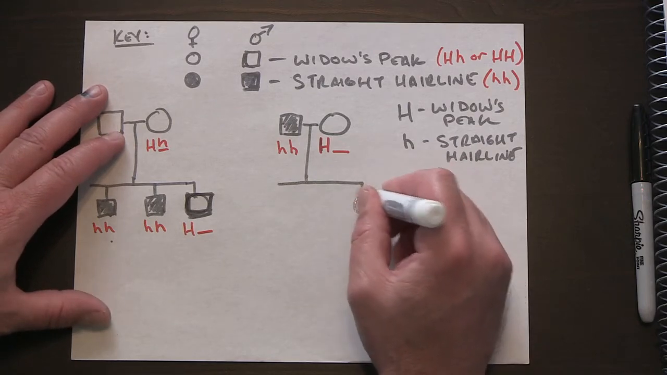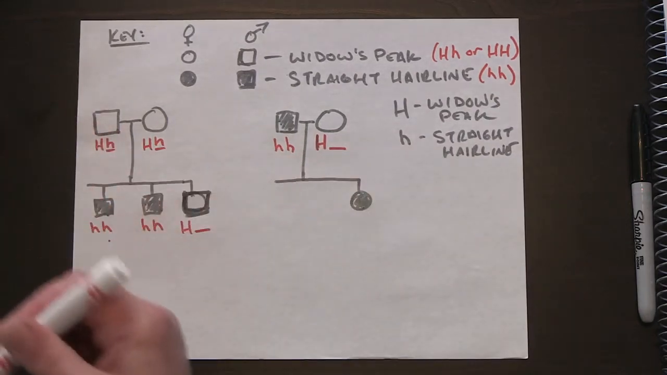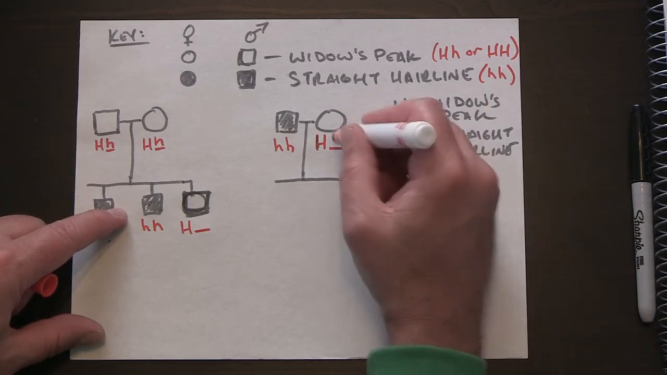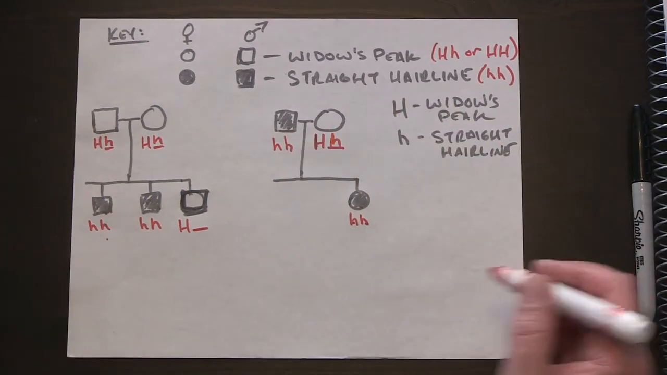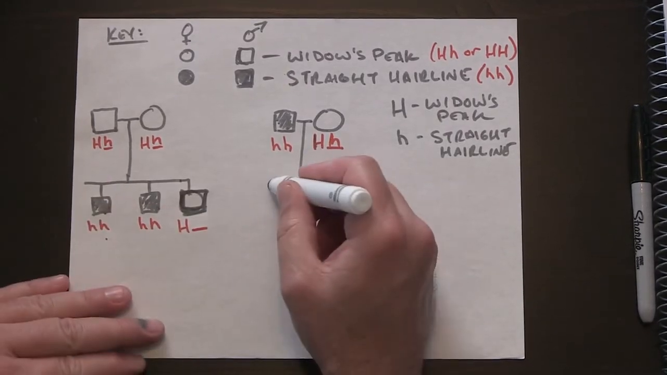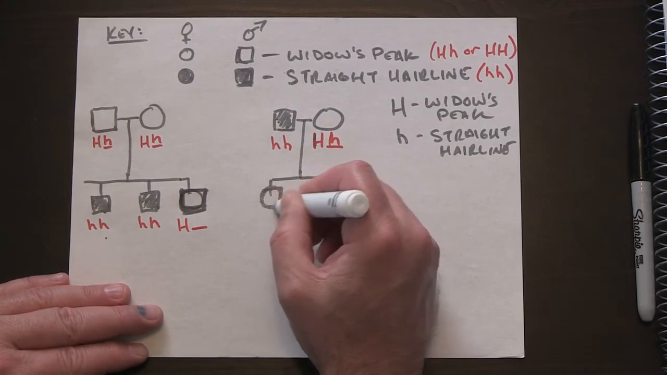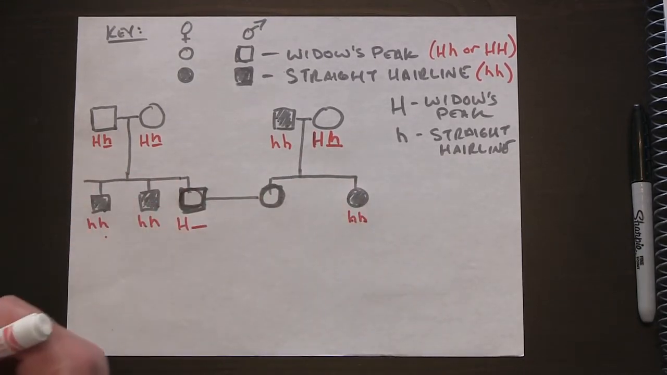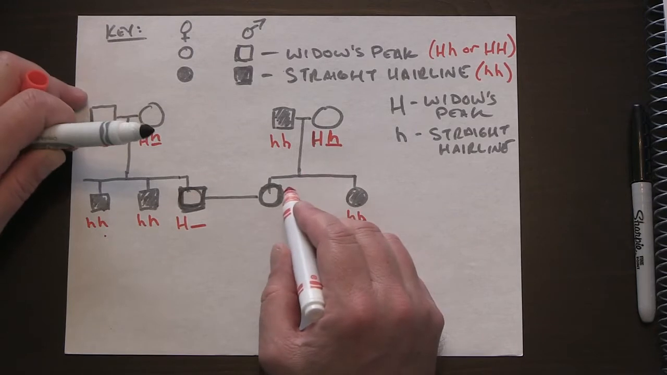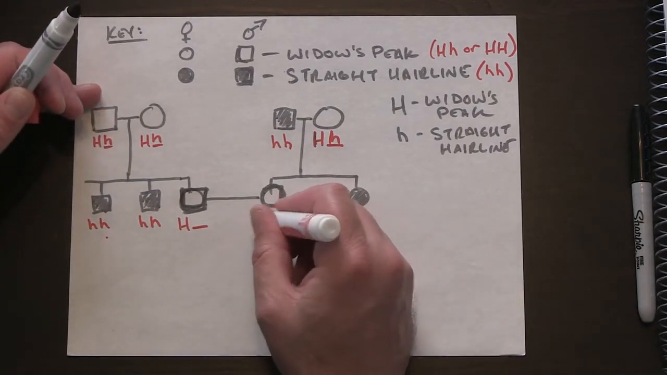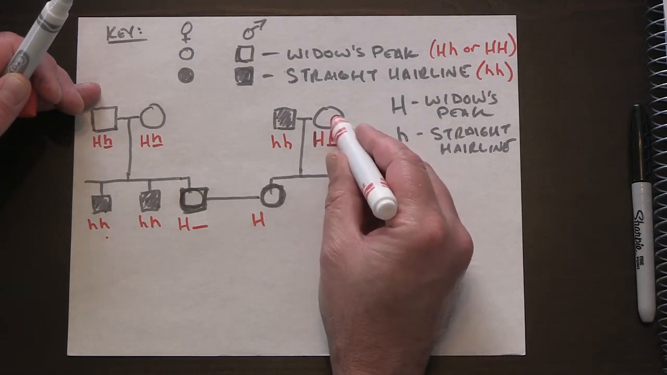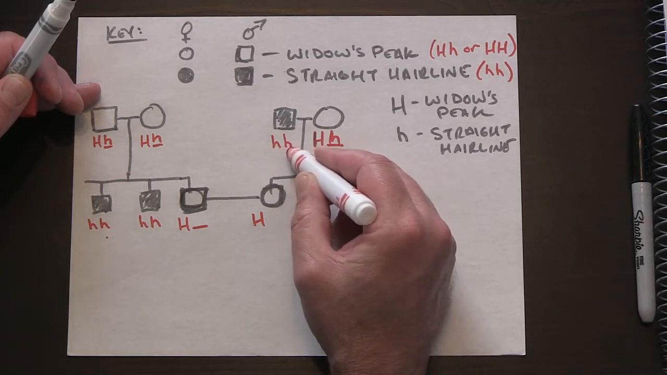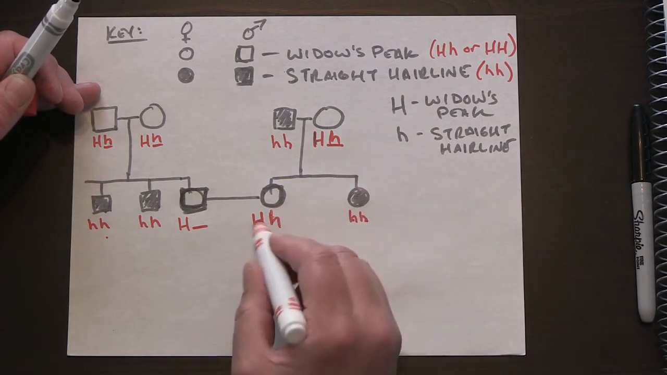And they have two daughters. One's got a straight hairline. So again, she has to have little h. And that little h probably came from dad, and that little h came from mom. Now we know that mom was heterozygous. They also had a daughter. That's why this is important, because these two are going to mate. And we know that her... So she's got a widow's peak. That means that she has at least one big H that she got from her mom, right? And dad can only give her little h's, so she has to be heterozygous.